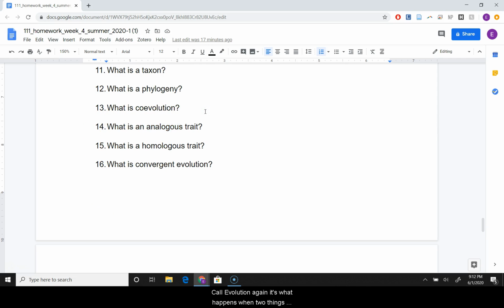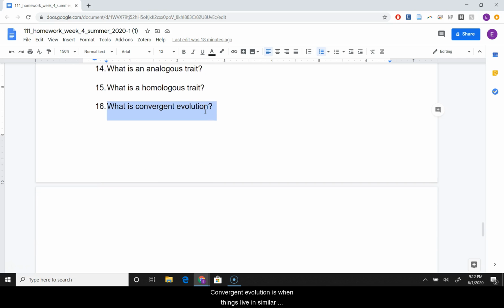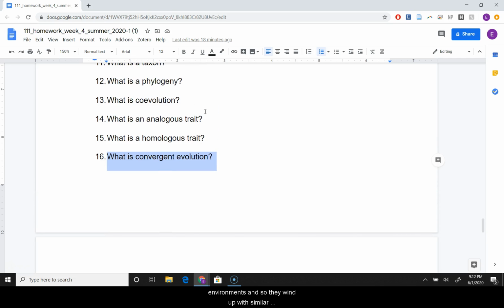Coevolution, again, is what happens when two things evolve with one another. I think the example I gave in the lecture was newts that are quite toxic and snakes that are resistant to that toxin. That's coevolution. They've evolved together. Convergent evolution is when things live in similar environments and so they wind up with similar characteristics. The best example of this would be dolphins and fish.